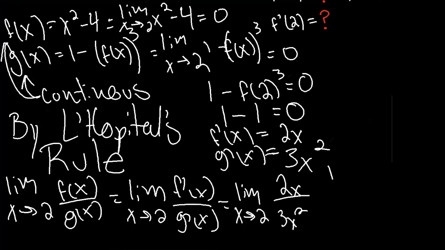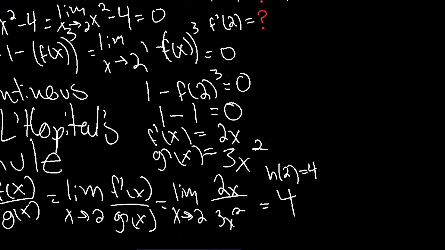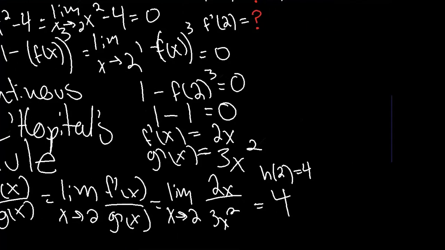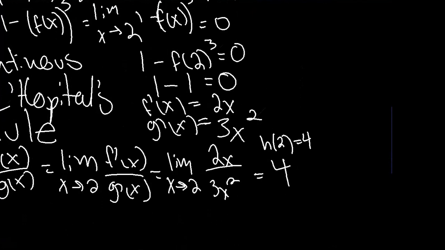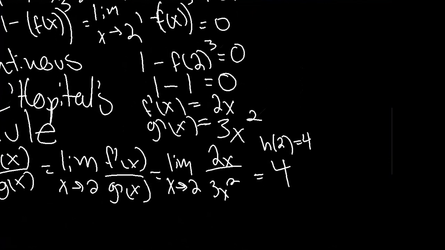And we previously were told that h of 2 is equal to 4, right? So we know that this has to be equal to 4. Because this has to be equal to 4, we know that when we plug in, the numerator is 4, and therefore the denominator has to be 1, so this can follow what we were told previously.